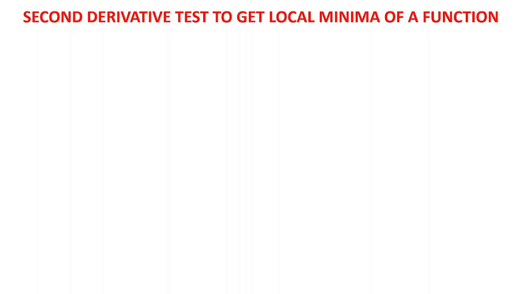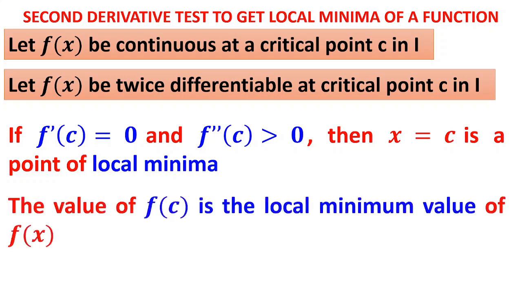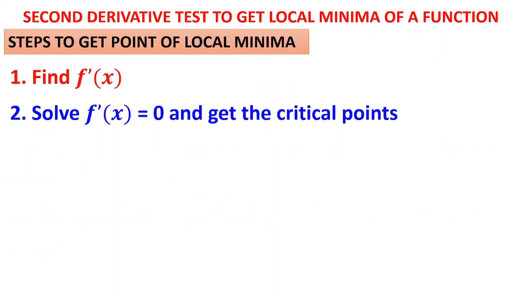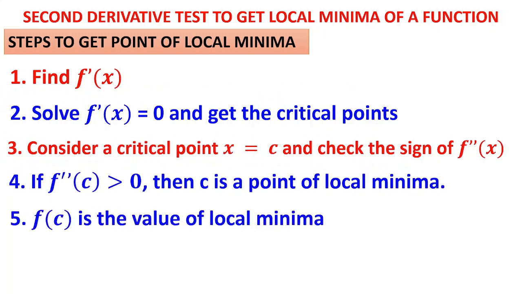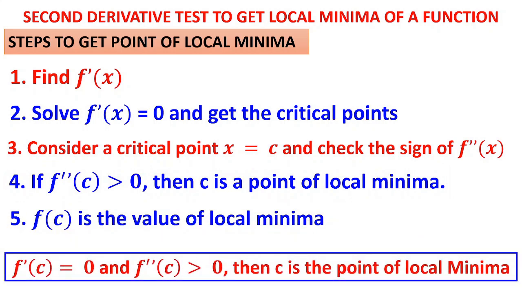Well, now for the second derivative test, how do we check the minima? The same thing. Find f dash of c is equal to 0, get the critical points, and check whether the second derivative is negative or positive. If it is positive, it is a point of local minima. Now how to get the value? Step number 1, find f dash of x, solve f dash of x is equal to 0, get the critical points. You just take a critical point and then check the sign of f double dash of x. Suppose f double dash of x is greater than 0, it's a point of local minima. Then the value is called the local minimum value. Remember, you have to put it in f of c to get the minimum value.